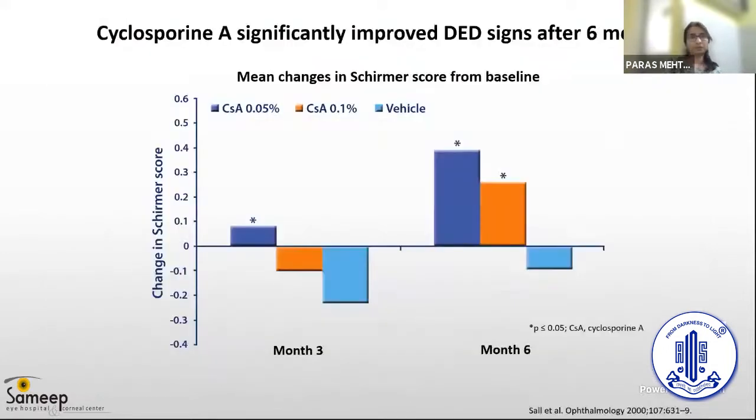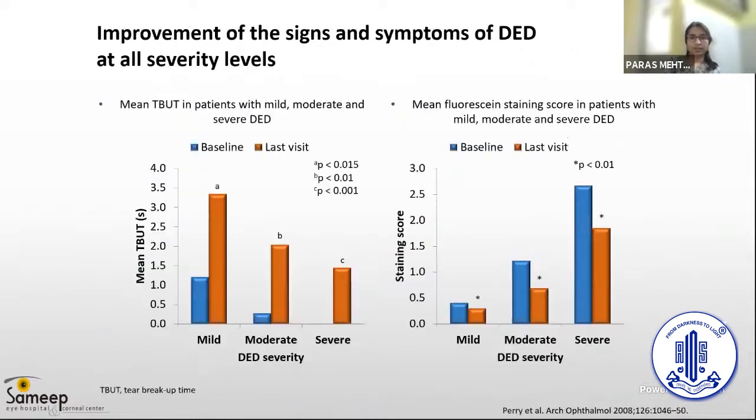Next, please. There are various studies which explain that there is a change in the Schirmer score based on the use of cyclosporine for 6 months. Next, please. This proves that the mean tear break-up time improved over a period of 6 months, and there was improvement in the staining score of these dry eye patients with the help of cyclosporine over a period of 1 year.